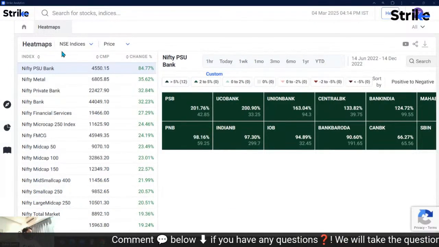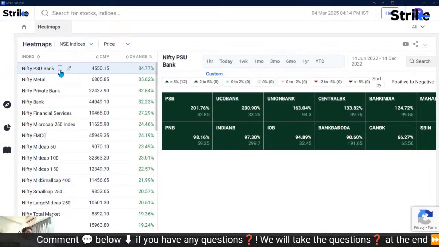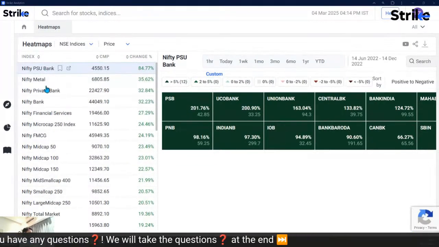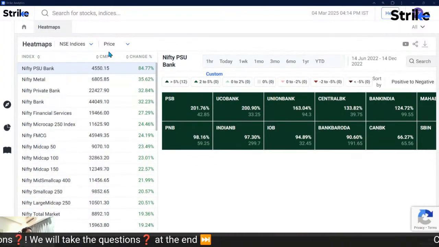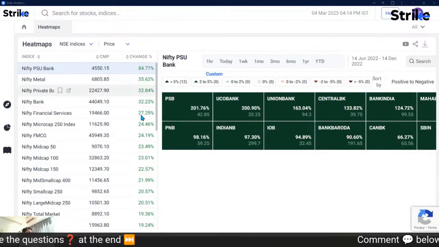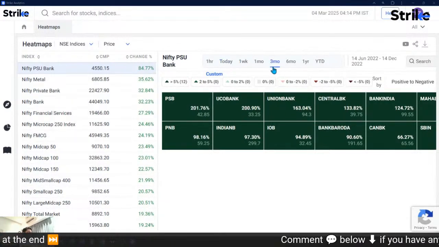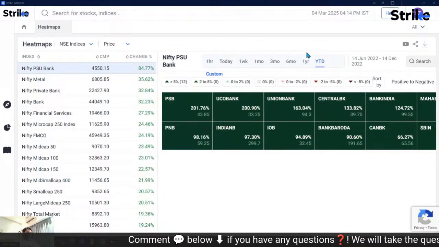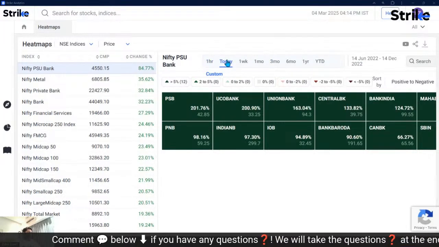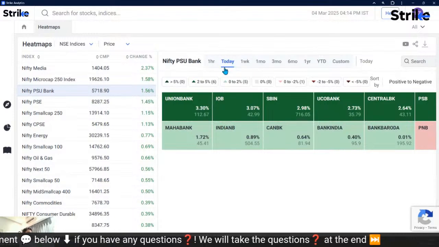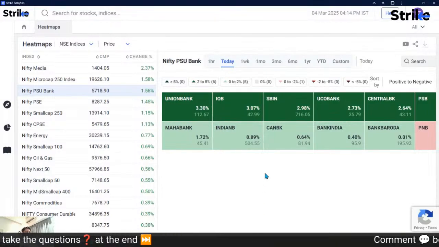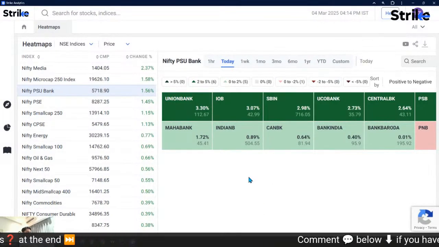Okay, so NSE indices. So these are all the indices, which are given by default over here. Their current market prices and their percentage change. All right. Now, the 84% is because of the custom search. Let me click on today. So when you click over here, this today will be the default page that will open up when you open this heat map for the first time.